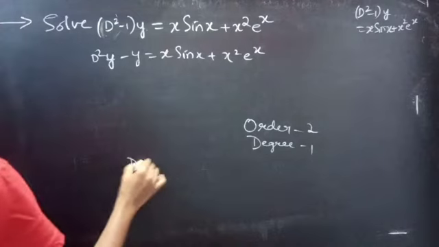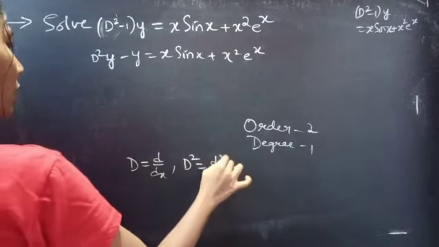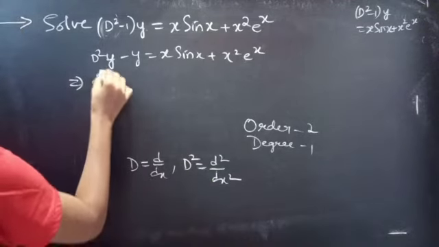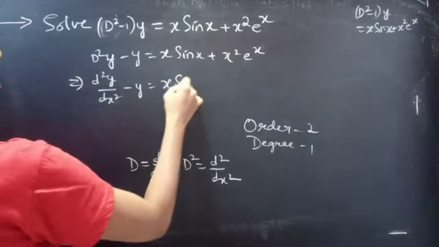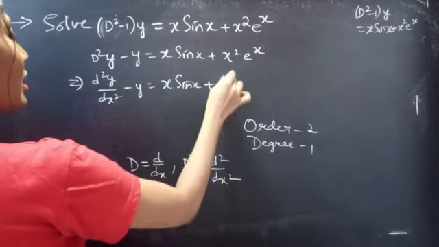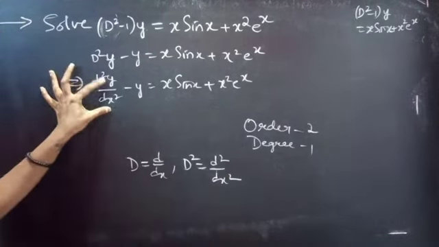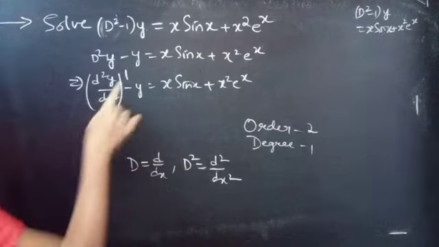We know that D is a differential operator. Then D square will be d square by dx square. So we can write D square y as d square y by dx square minus y equals x sin x plus x square e power x. Here d square y by dx square is the highest derivative, so our order will be 2. And the highest power of the highest derivative, the degree, is 1.